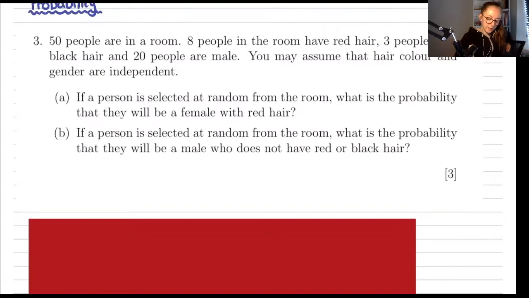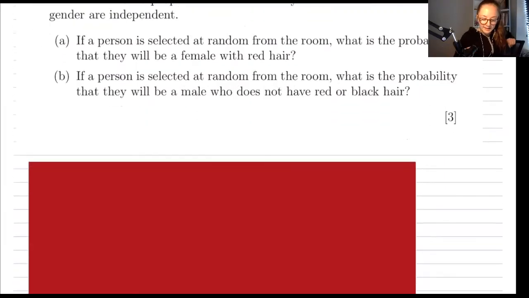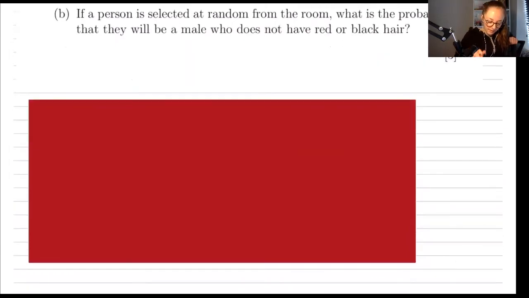So this question is saying that there are 50 people in a room. 8 people in the room have red hair, 3 people have black hair, and 20 people are male. So if you imagine a room of people, it is possible to have males with red hair and black hair. It's possible to have females with red hair and black hair. So the question is telling you that the hair color and the gender are independent. So it's asking, if a person is selected at random from the room, what is the probability they will be a female with red hair?